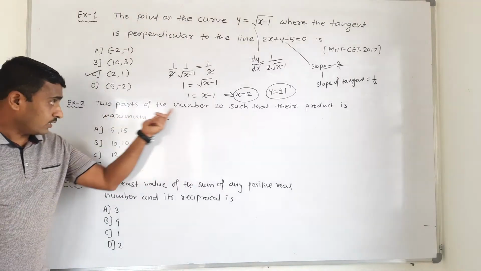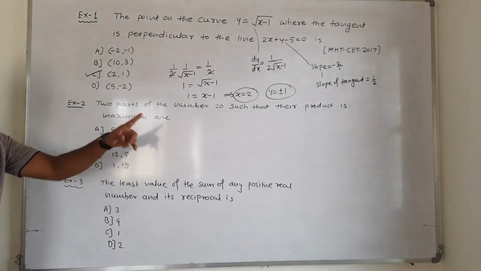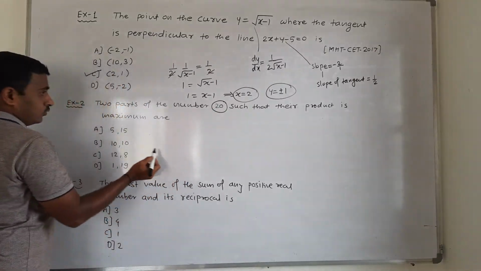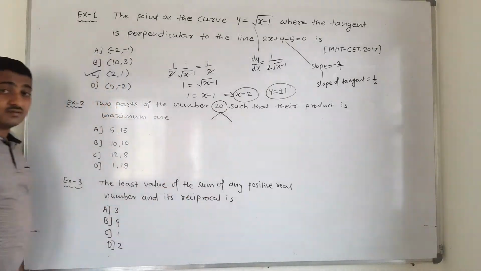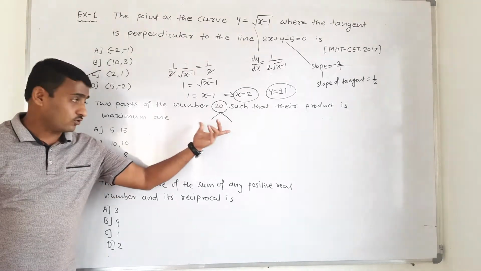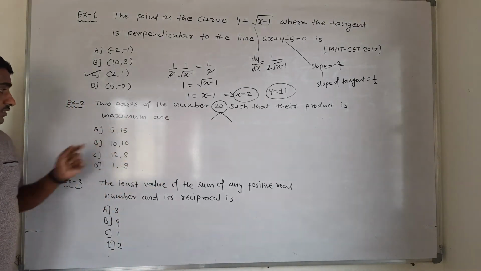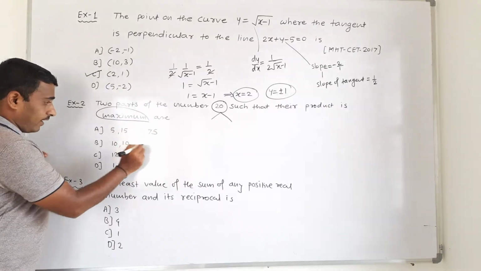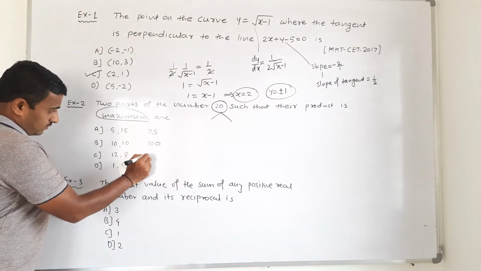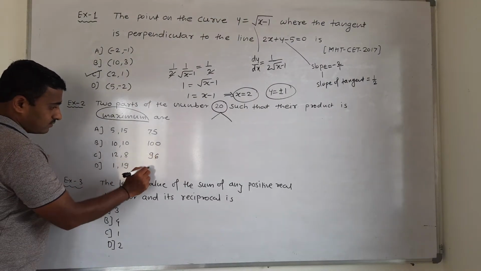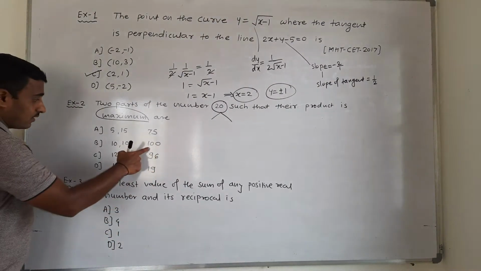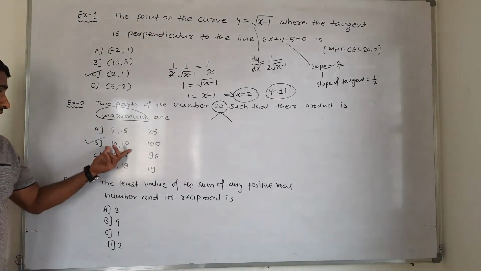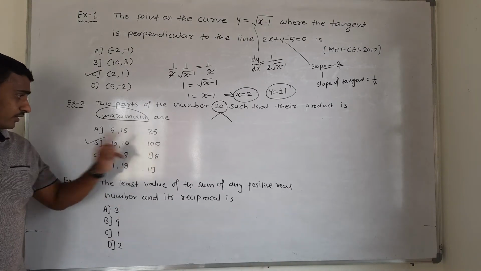Next, two parts of the number 20 such that their product is maximum. The number is 20, we have to make two parts of it such that their product is maximum. We find the answer of this question by just observation. Now its product is 75, 100, 96, and 19. Maximum product occurs at option B, 10 and 10. That is the splitting. Two parts of 20 are 10 and 10. Therefore, maximum product is 100.